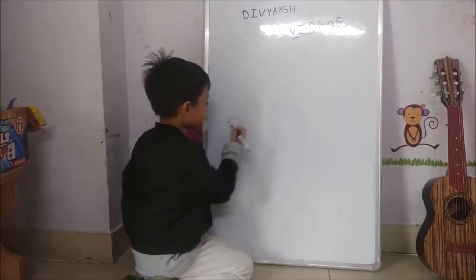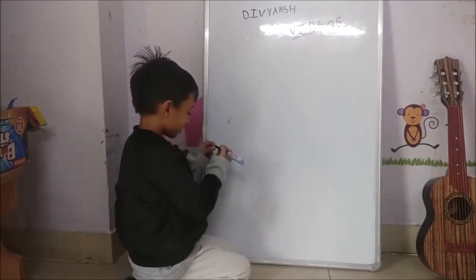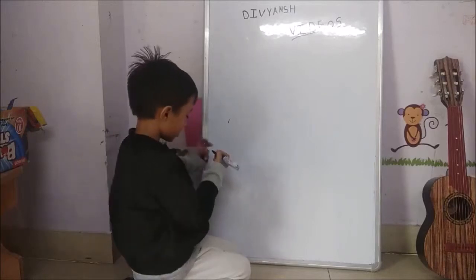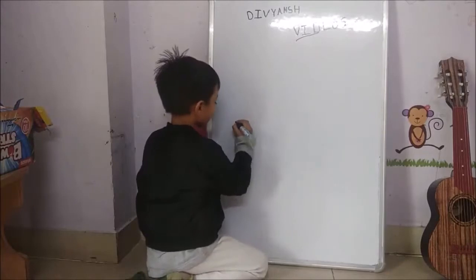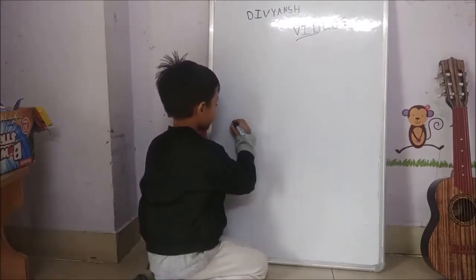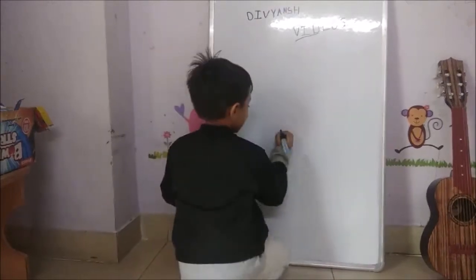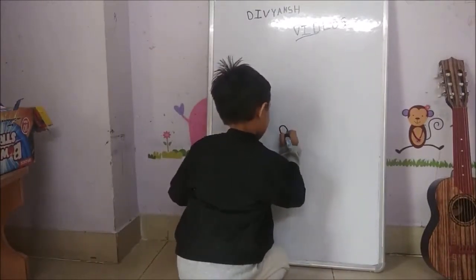First, you have to draw a wheel. Two wheels. Okay?